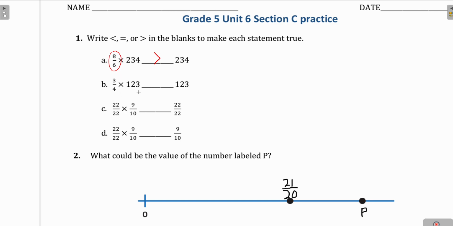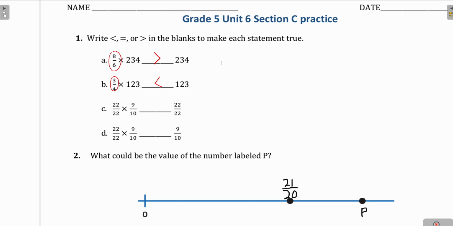Okay, so now let's do 3/4 times 123. Well, what I'm going to notice is the 3/4 here. So how is 3/4 going to modify 123? What is 3/4 of 123? Well, it is less than 1. Something less than 1 times 123 is going to yield less than 123.